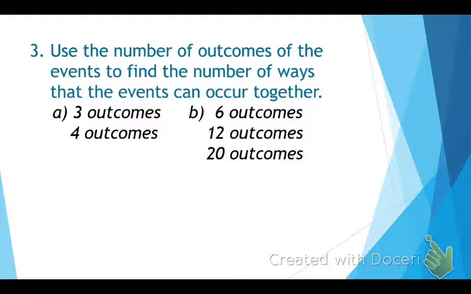So what's my answer going to be? 12 outcomes. How'd you figure that out? 3 times 4 equals 12 outcomes. Do the next one on your own.